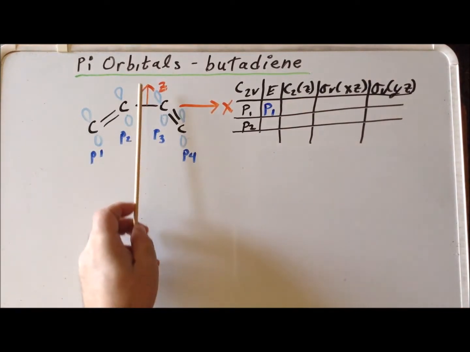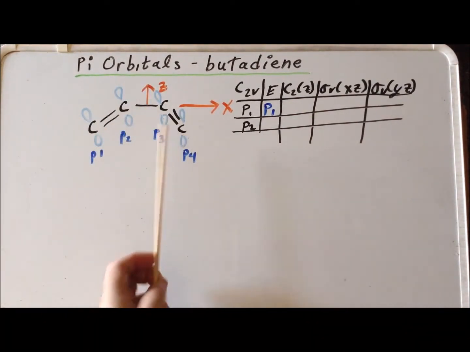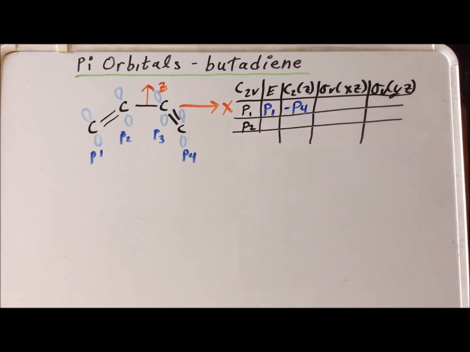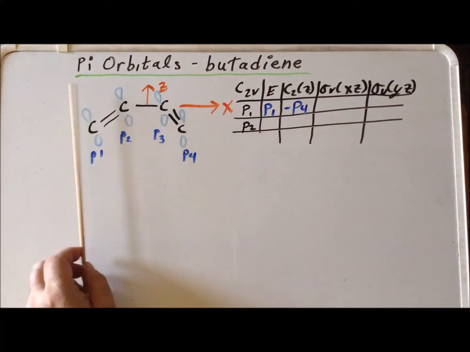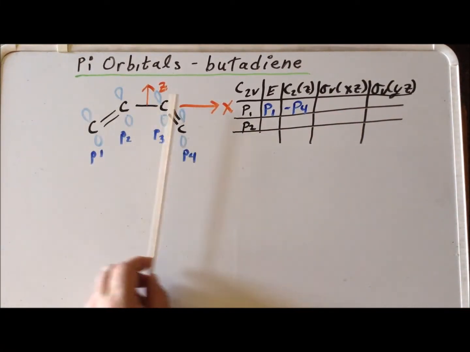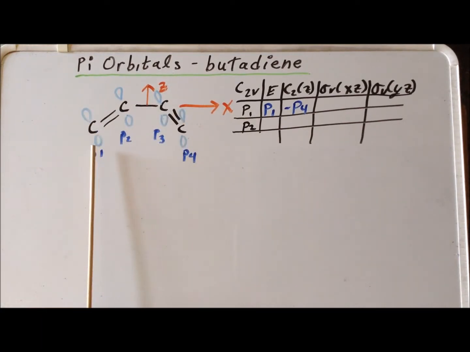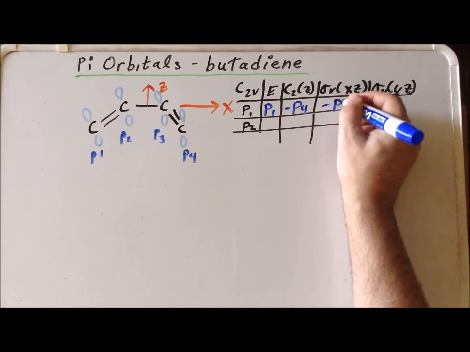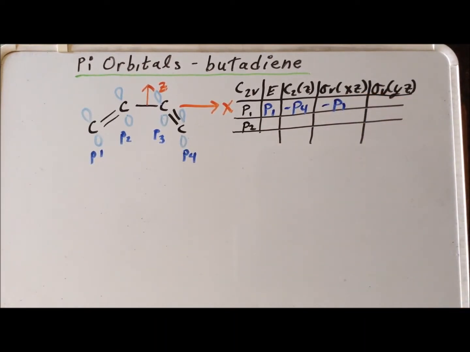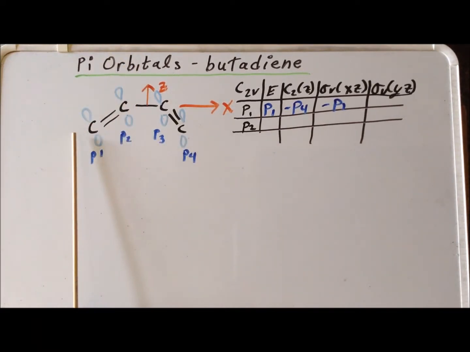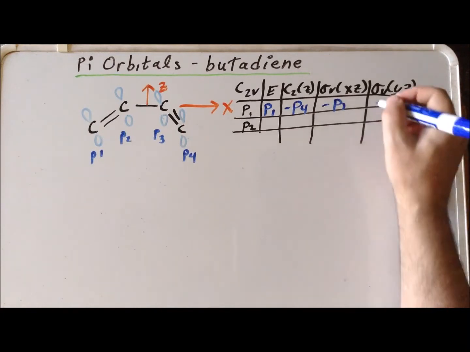For C2, it's going to flip around this axis. So P1 goes to P4, but in the process, it's going to change phase. So we write that down as minus P4. The sigma V for XZ is the plane of the whiteboard. So that takes the top of the p orbital into the bottom of the p orbital. So therefore, it's going to change phase, and that gives us minus P1. And then last but not least, we have a mirror plane here, which transforms P1 into P4.